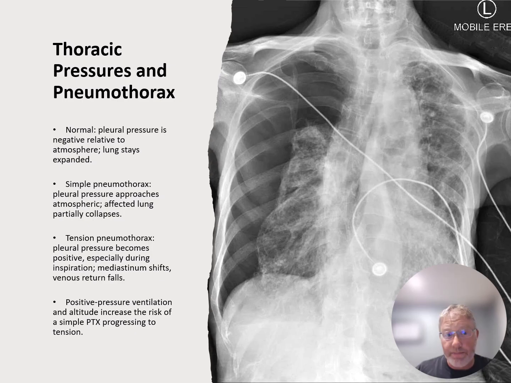In transport, positive pressure ventilation and altitude changes both accelerate this process. A small, stable pneumothorax in the ED can become a tension pneumothorax in the aircraft or the ambulance if you don't anticipate it.